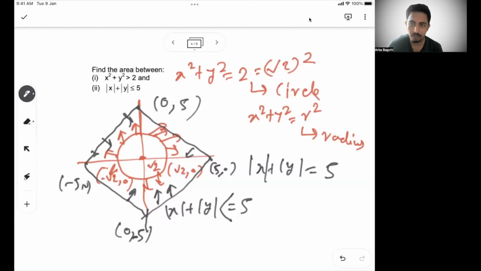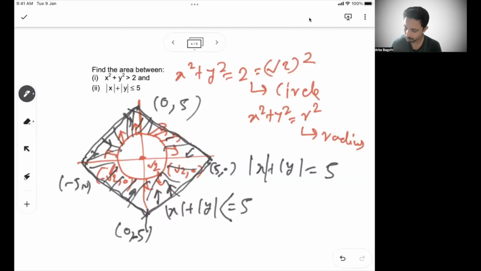Now, if we are talking about the inside region of that graph and the outside region of the circle, that means we are focused on the area here, outside the circle but inside this rhombus, right? So mod x plus mod y less than or equal to 5 is a rhombus. So this part is going to be a rhombus.